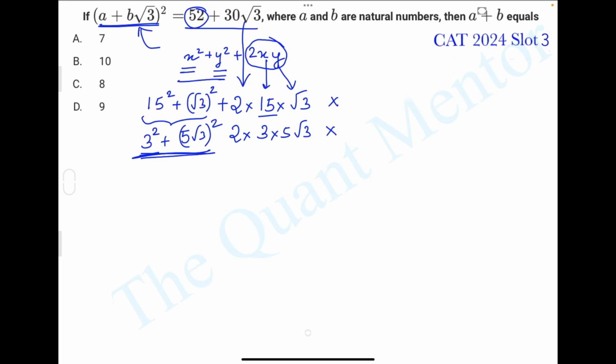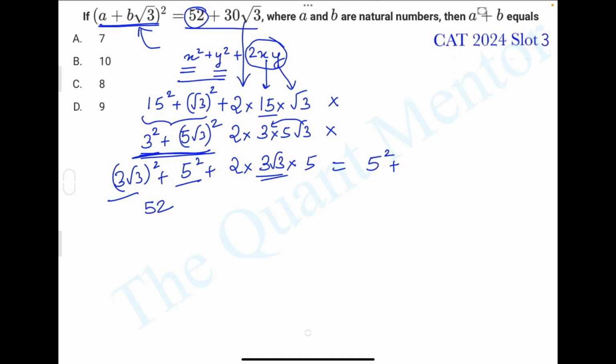The last way of writing 2xy would be 2 into 3 root 3 into 5, right? We take the root 3 along with 3 here. So 2 into 3 root 3 into 5. (3 root 3) square is nothing but 27, plus 5 square is 25. 27 plus 25 is indeed 52. Bingo. So basically our right hand side is of the form 5 square plus 2 into 5 into 3 root 3 plus (3 root 3) square. This is a square plus 2ab plus b square, and this is clearly the expansion of (a plus b) the whole square, right?